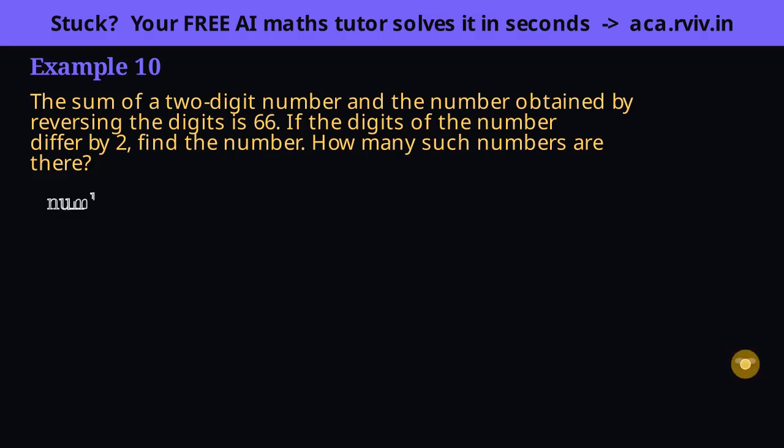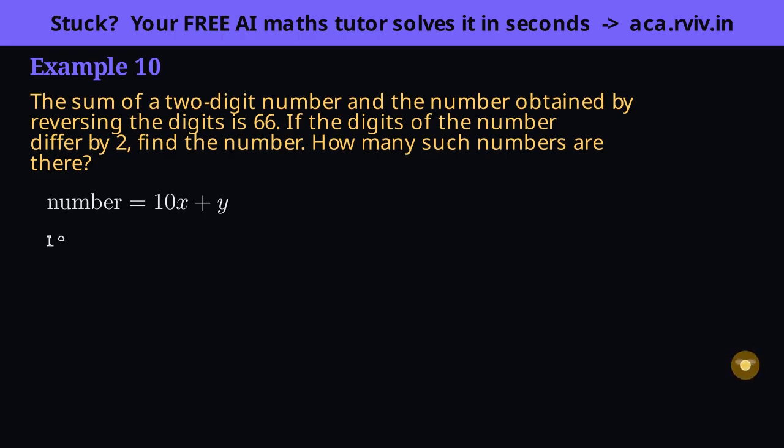A number like 42 isn't just a 4 and a 2 side by side. The 4 means 4 tens. So if the tens digit is x and the units digit is y, the number's real value is 10x plus y. That place value expression is what lets us write equations.